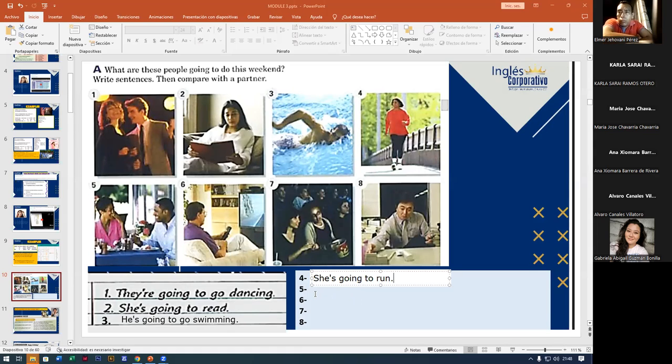Good. What about number five? Elmer, we have number five. What are they going to do? They are going to lunch. Okay, or to eat lunch, right? We need to include the eat. They're going to eat lunch. And we can include a complement, eat lunch together, for example. They're going to eat lunch together. Or another option could be they are going to go to the restaurant, right? Different manner to express it. Thank you, Elmer. Let's see, Gabriela. Number six.